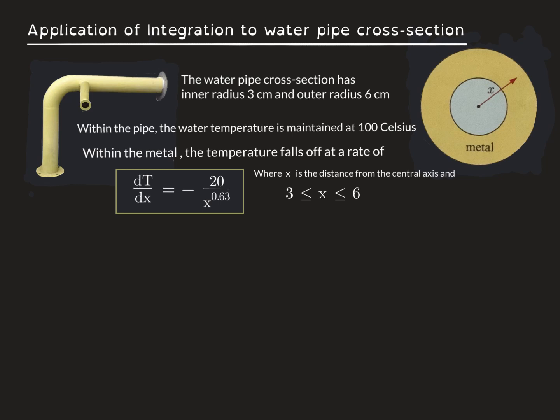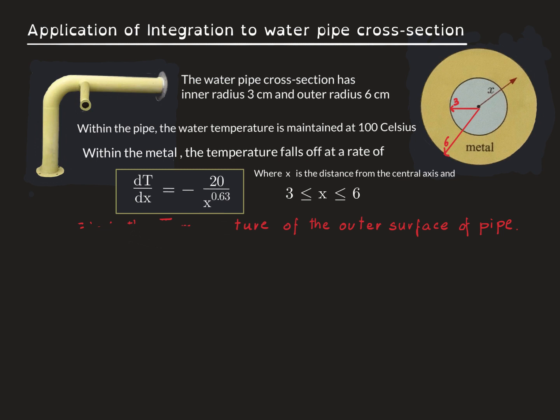And this water pipe cross section has an inner radius of 3 centimeters, whereas the outer radius is 6 centimeters. Within the pipe, the temperature is maintained at 100 Celsius, and the temperature is the same right throughout this 3 centimeter radius. And as soon as it touches the pipe, within that metal, temperature falls off at a rate that is determined by this function over here. And we want to find out the temperature of the outer surface of this pipe.